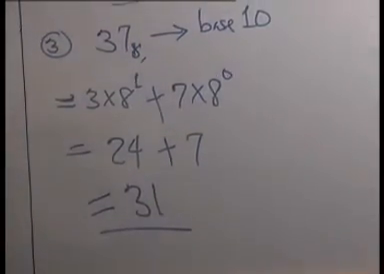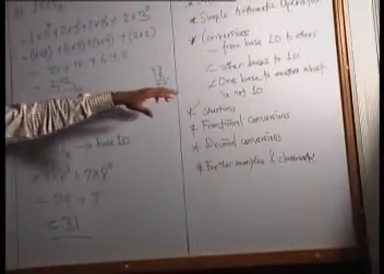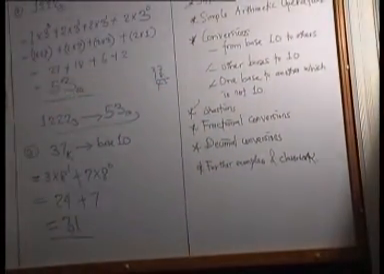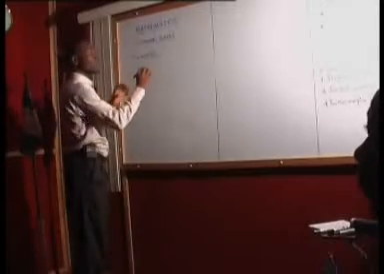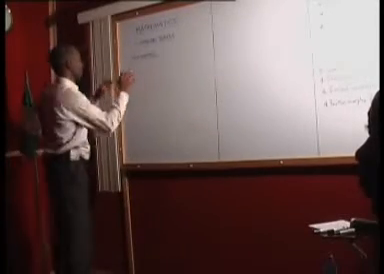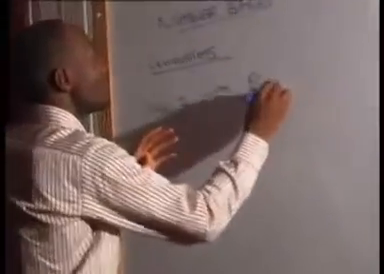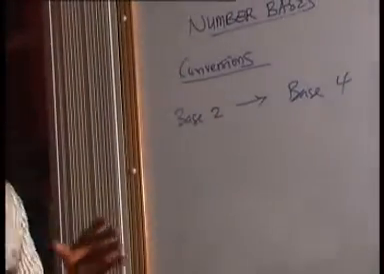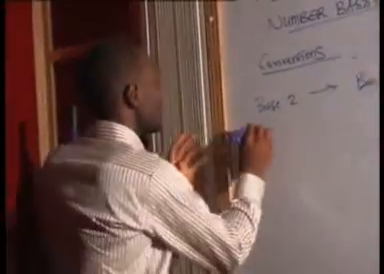So the next one we'll move to is how to convert a number from one base to another base which is not base 10. The next one we'll be going into is how to convert from one base to another. For example, you can convert from base 2 to maybe base 4. For you to do it, you don't just go from 2 to 4. You must pass through base 10. It's very important.